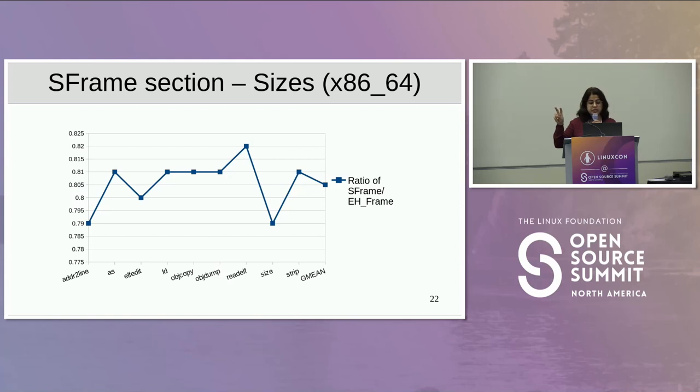There are two sections, EH frame and EH frame header. This is for x86, and it's only a limited set. It's not really very representative. These are just some binary utilities from the GNU binutils. This graph shows the ratio of the SFrame to EH frame sections, and on x86, it's coming out to somewhere around 80%.